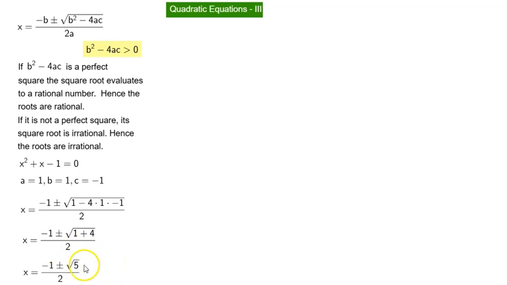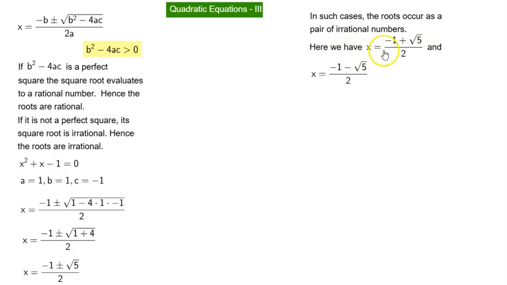Now here square root of 5 is an irrational number. That means the whole expression becomes an irrational number. So in such cases, the roots occur as a pair of irrational numbers. Now, why a pair of irrational numbers? Because of this plus minus before the square root. So here we have x equal to minus 1 plus square root of 5 by 2 and x equal to minus 1 minus root 5 by 2.